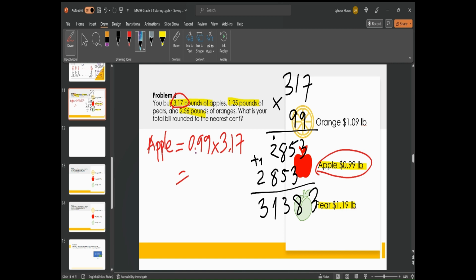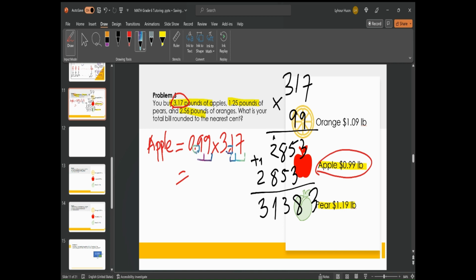3 decimal places. Now we always count from the decimal to the right. This is our decimal, right? So 1 digit, 2 digits, correct? 2 digits from the term. Now our second term decimal is here, so 1 digit, 2 digits. So in total, 4 digits.